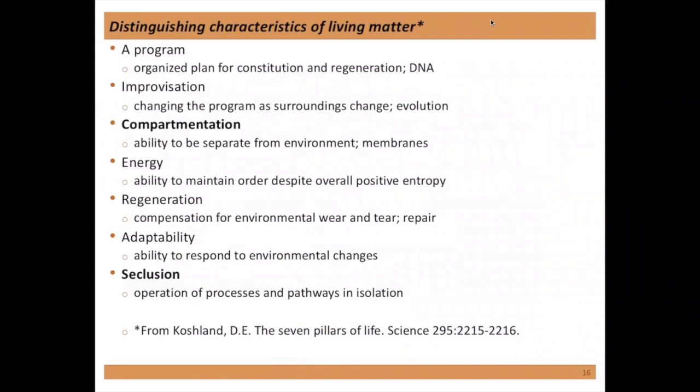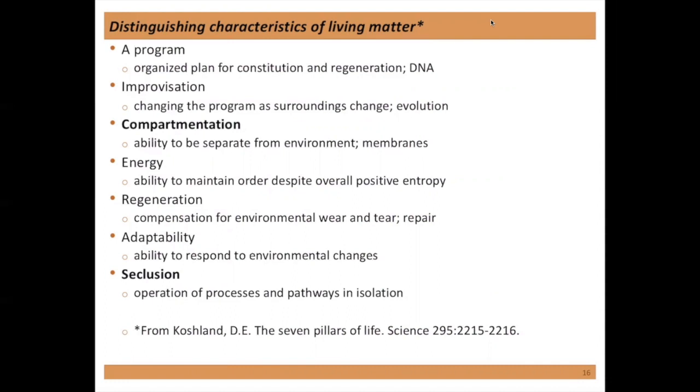So there's thought to be 7 distinguishing characteristics of living matter. And again, it depends on who you talk to, but this comes from Koshland, the 7 Pillars of Life. It's thought that life needs a program, needs to be able to improvise. And what we're going to talk about in this section is compartmentation, so being able to separate from the environment through membranes.